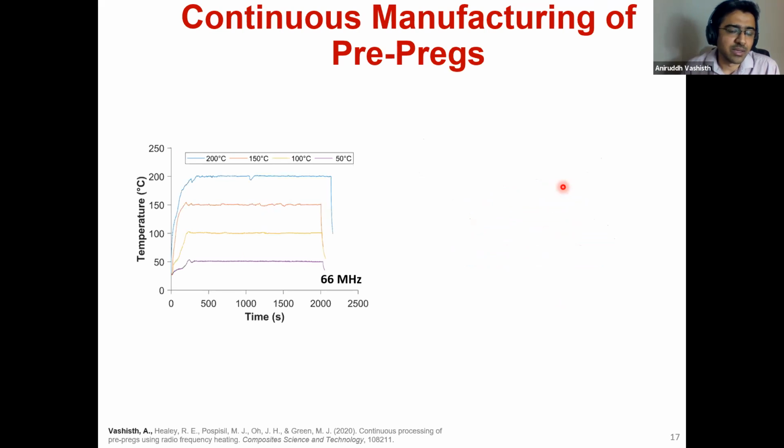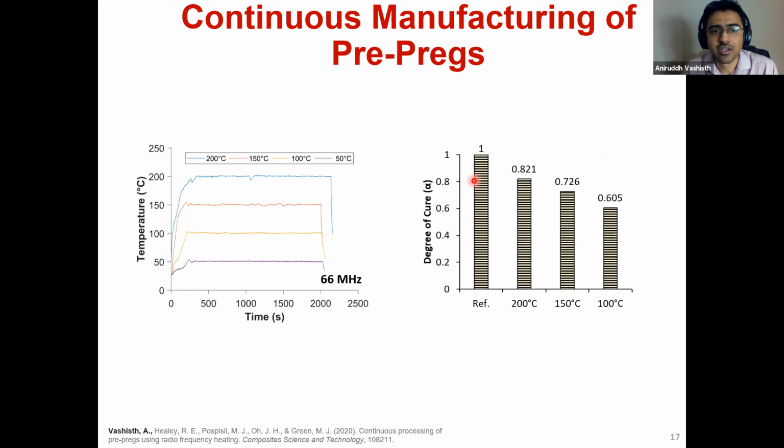So next, what we did was that we made pre-pregs. We kept them at 4 different temperatures just to see what is the degree of cure that we can achieve for these 4 temperatures. And for the highest temperature, for keeping the pre-pregs at 200 degrees Celsius for half an hour, we were able to achieve up to 82% of degree of cure, which is really promising.